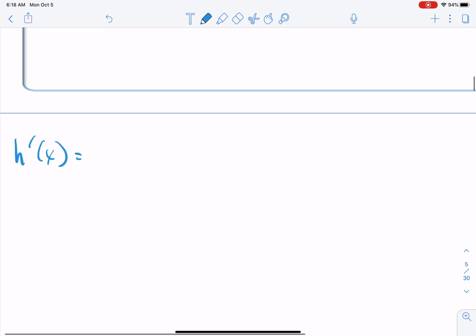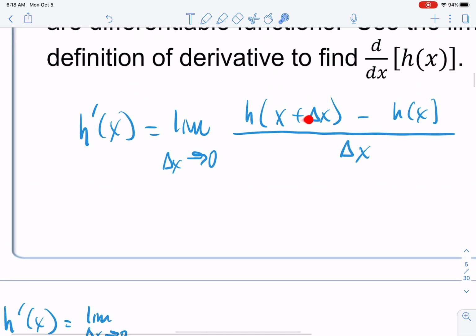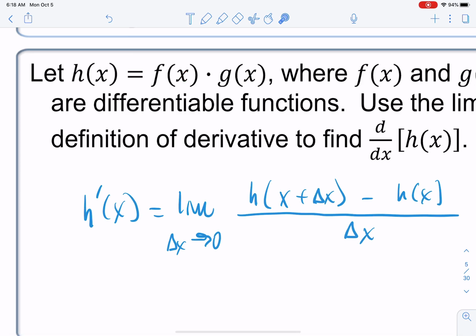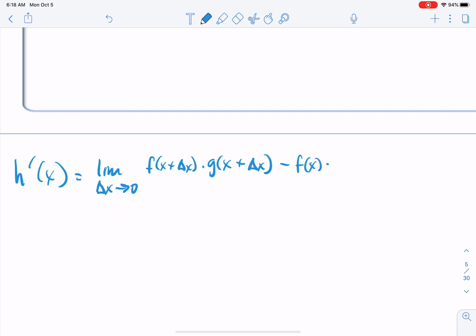So I'm going to write as small as I can, maybe even zoom in a little bit. All right, so h prime of x is equal to the limit as delta x goes to 0. And then we're going to have to take this x plus delta x and plug it in for each of these x's right here. I do believe we can handle that. f of x plus delta x times g of x plus delta x minus the original function, which is the product, all of this over delta x.